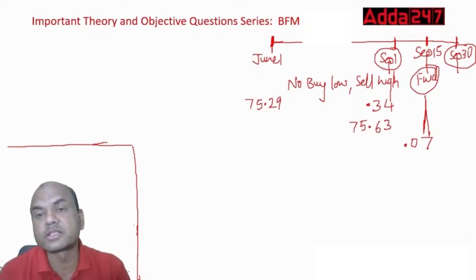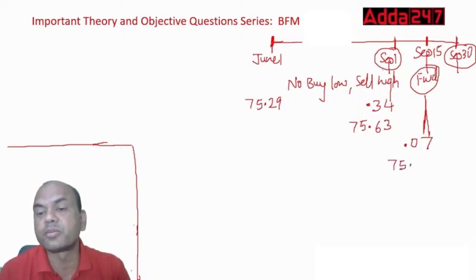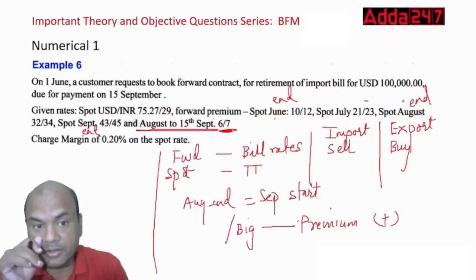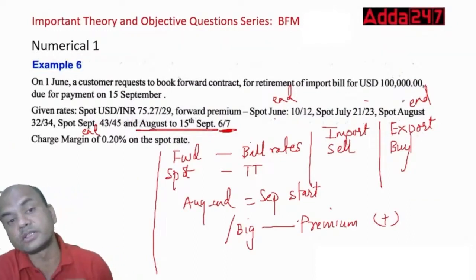So what is this now? Again, premium or discount? Premium. So I'll add this. So it will be 75.63 plus 0.07, so 75.70. This will be my rate for September 15. Exact rate for selling. But is this the final answer? No, this is not the final answer.